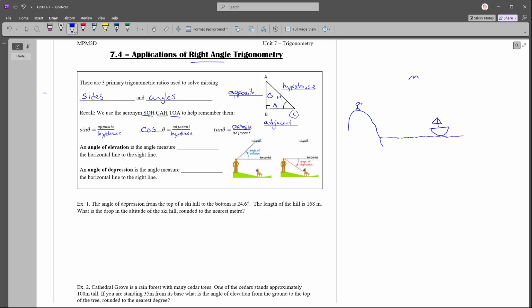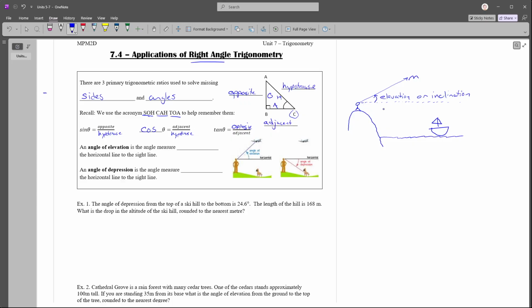Now, when you look straight out, we create a straight line as such. However, if you look up towards the bird, we create a different line. So if we're looking up towards the bird here, there's an angle created between the direct horizontal line and the line that we're looking up along. This angle here is called the angle of elevation, sometimes called the angle of inclination because you're inclining. It's an incline, inclination.